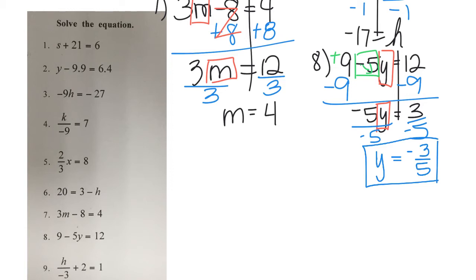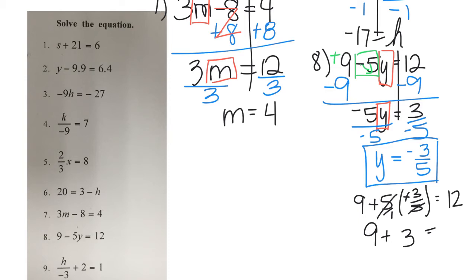Okay, and you can always plug it back in and see if it works, especially when you get fractions. 9 minus 5 times negative 3/5 equals 12. Well, negative 5 times negative 3/5 is positive 3, plus 3. The negative becomes positive, and the 5s divide out. So you end up with 3, and 9 plus 3 equals 12. So on a test, it's a really good idea to always check to see if you did it right.